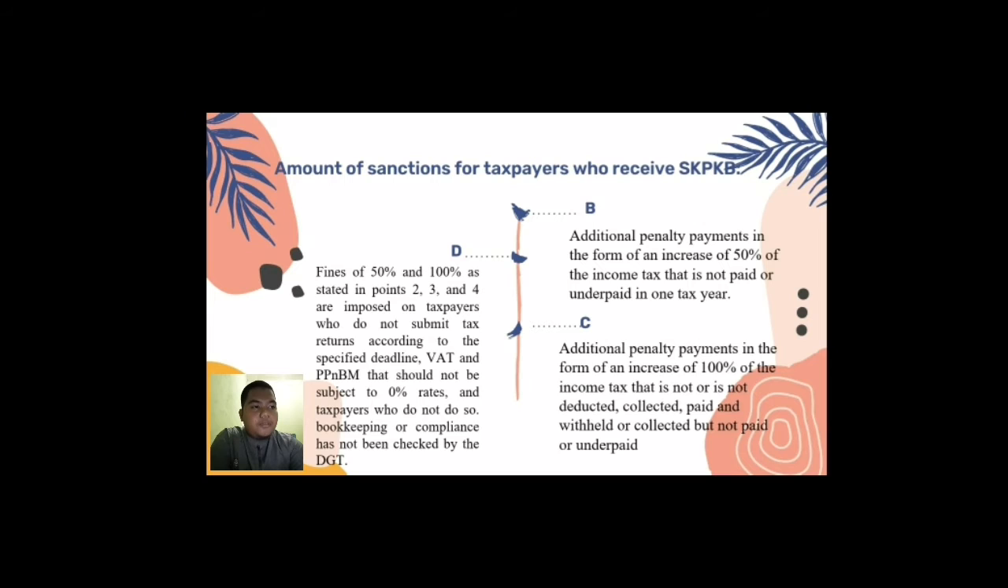B. Additional penalty payment in the form of an increase of 50% of the income tax that is not paid or underpaid in one tax year. C. Additional penalty payment in the form of an increase of 100% of the income tax that is not or is underdeducted, collected, paid, and withheld or collected but not paid or underpaid.